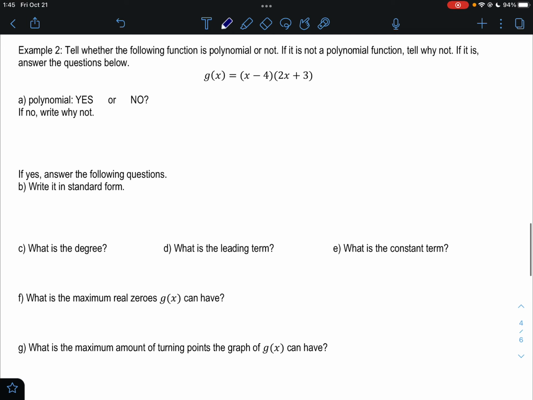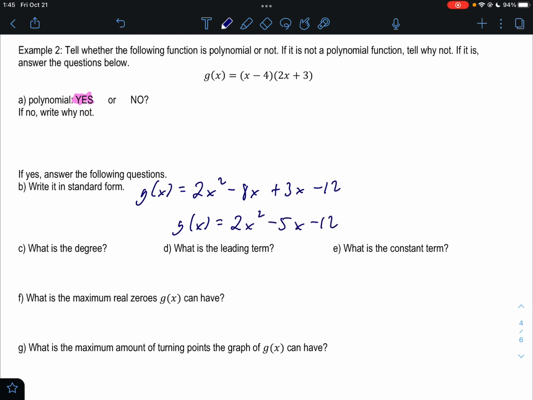Example 2, is this polynomial or not? This one is, in fact, polynomial. Write it in standard form. That's going to require us to do a little bit of multiplication, so 2x squared minus 8x plus 3x minus 12. And you could have skipped that step and gone right to here, 2x squared minus 5x minus 12.